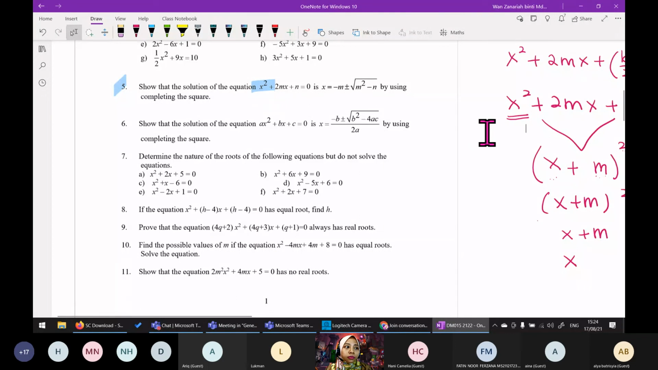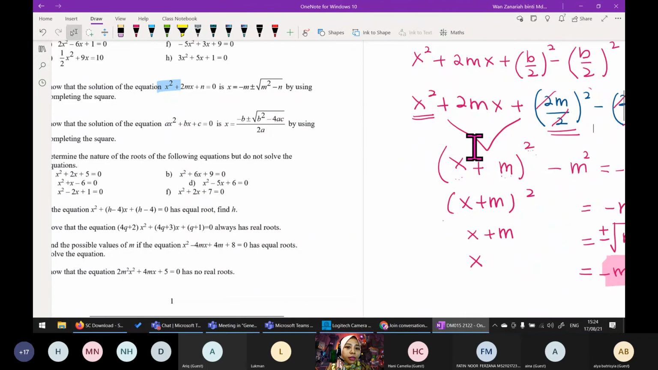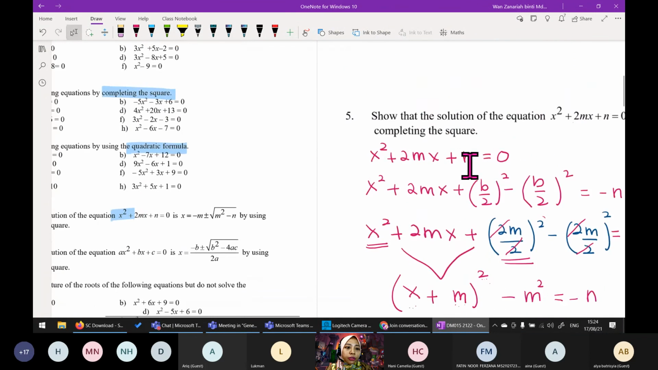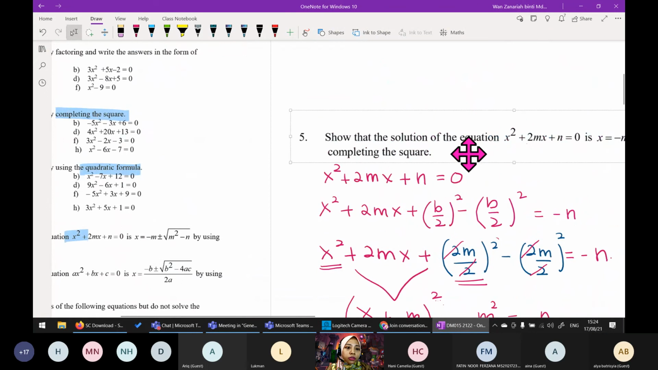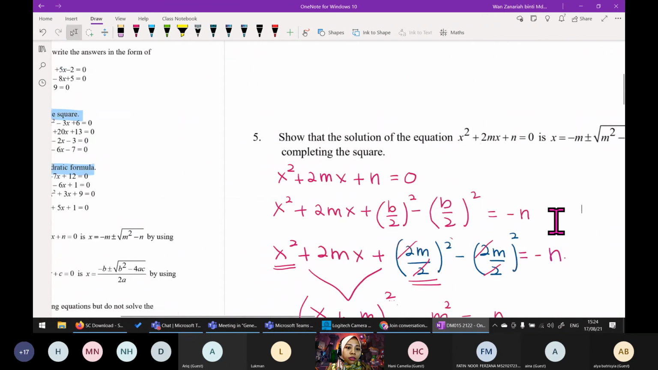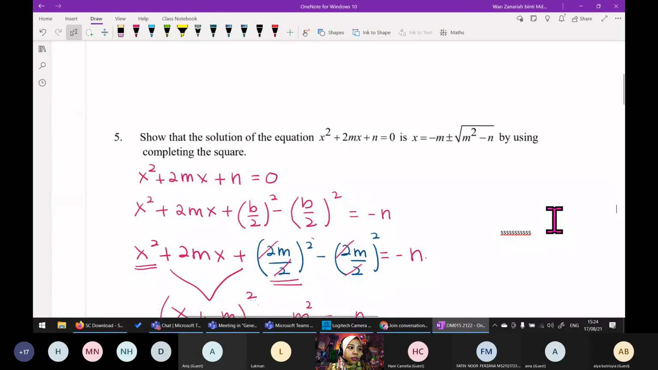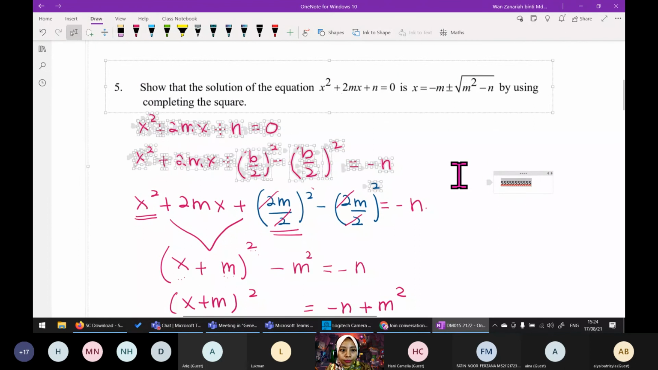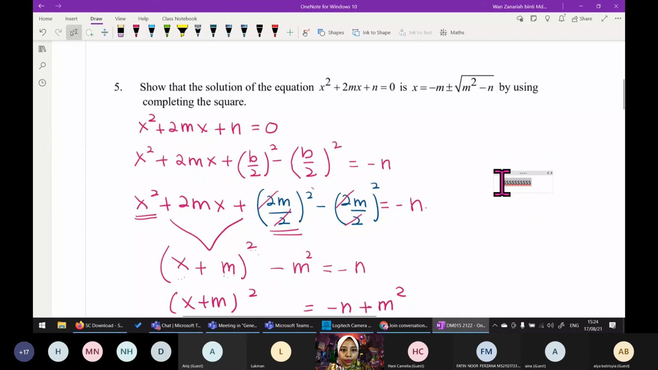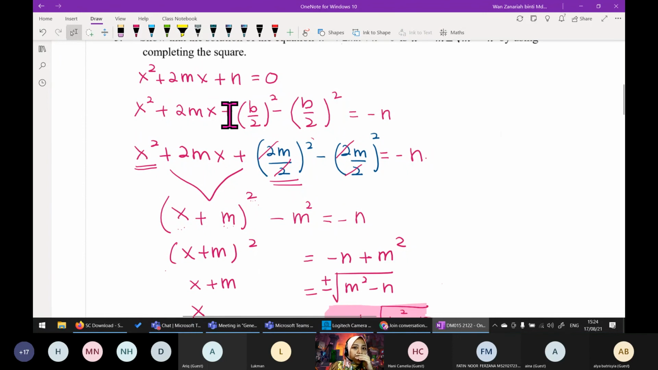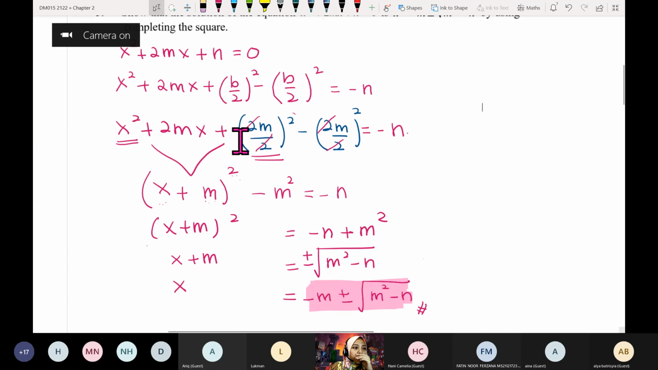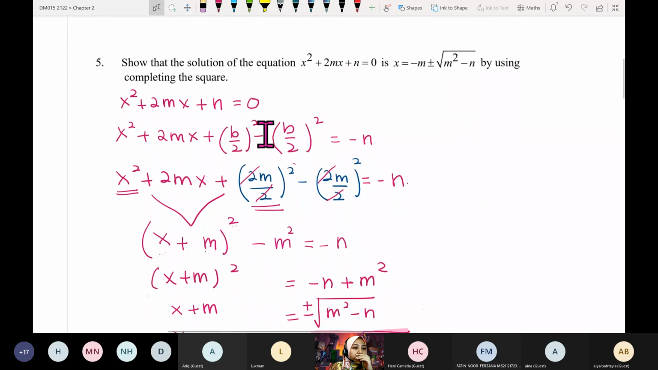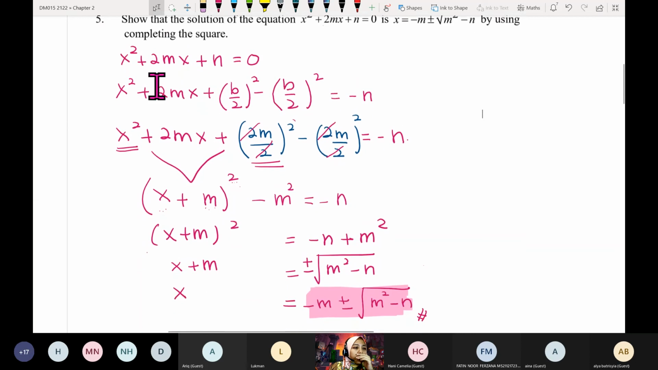Number 6, madam. Sama, number 5 and number 6 benda yang sama. Okay, tengok I tunjuk number 5 dulu. Okay, tengok number 5. Okay, show that the solution of equation x square sekian. Okay, so sama je.